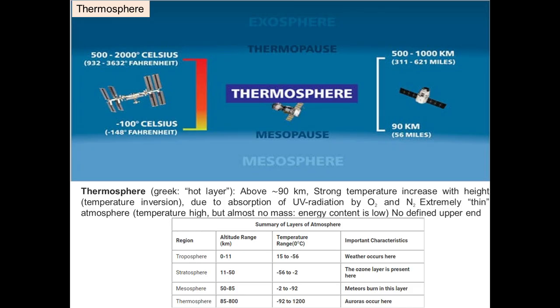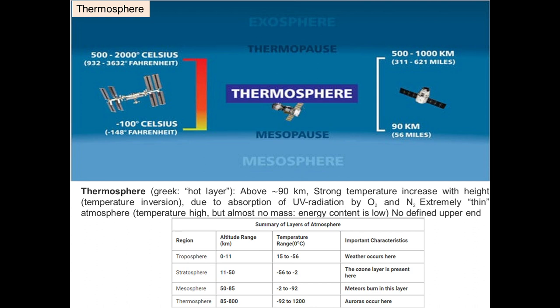Okay, next we come to the thermosphere. What is the thermosphere? It is the hot layer, because it is present above 90 kilometers from the Earth's surface. What are its peculiar characteristics? Strong temperature increase with height due to absorption of ultraviolet radiation by oxygen and nitrogen. It is an extremely thin atmosphere. Temperature is high, but there is almost no mass, so the energy content is low. It has no defined upper end.